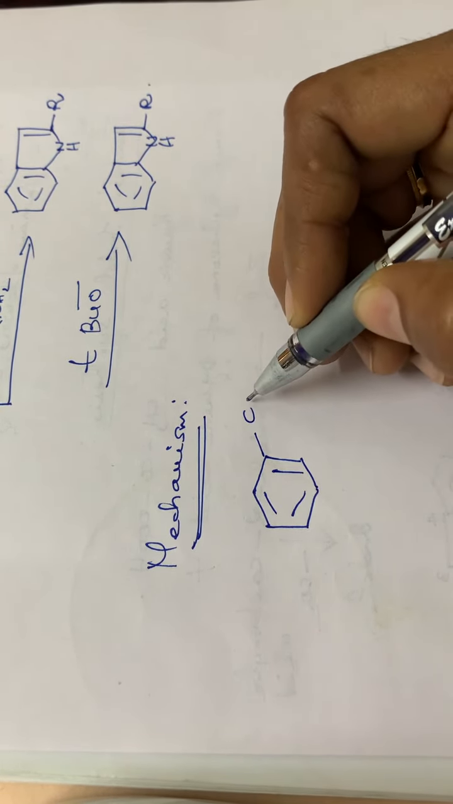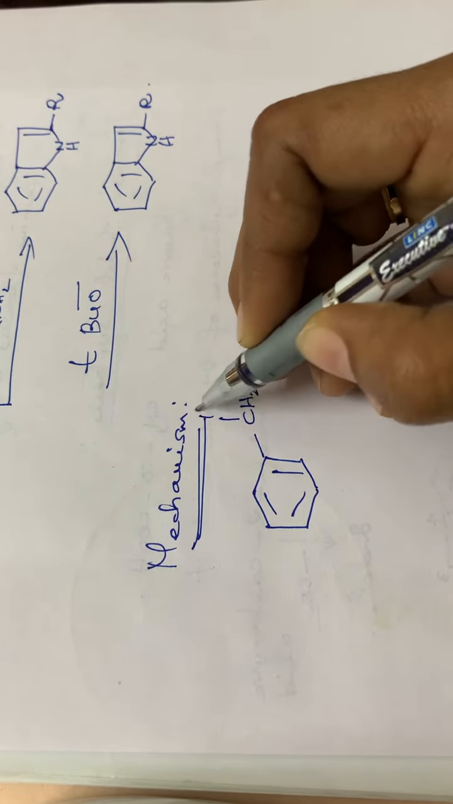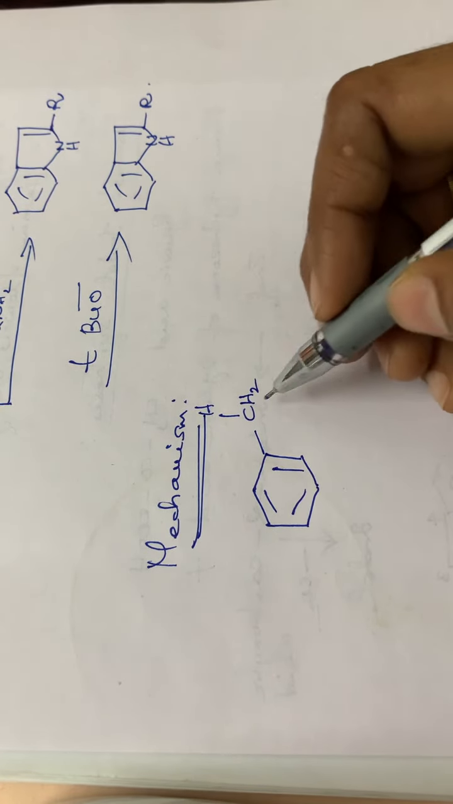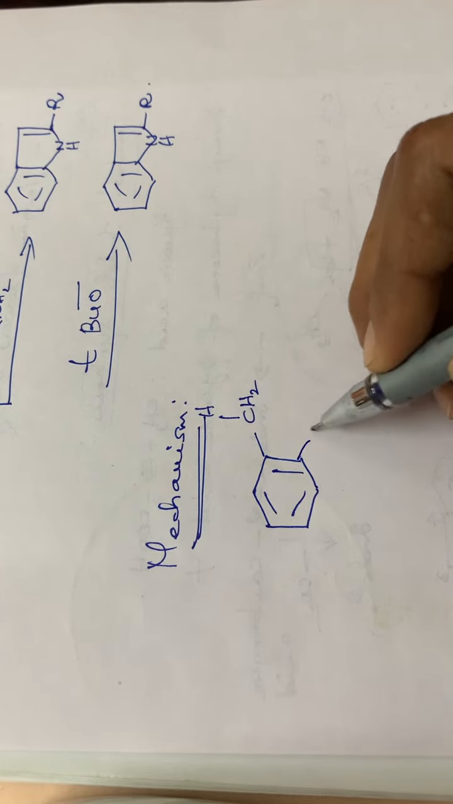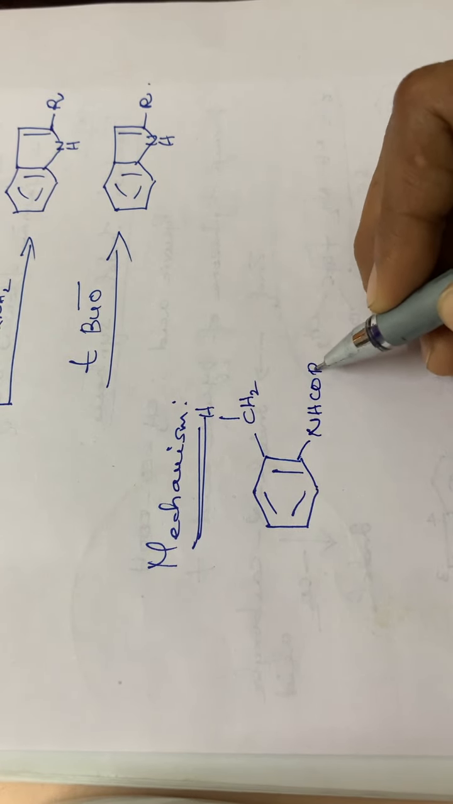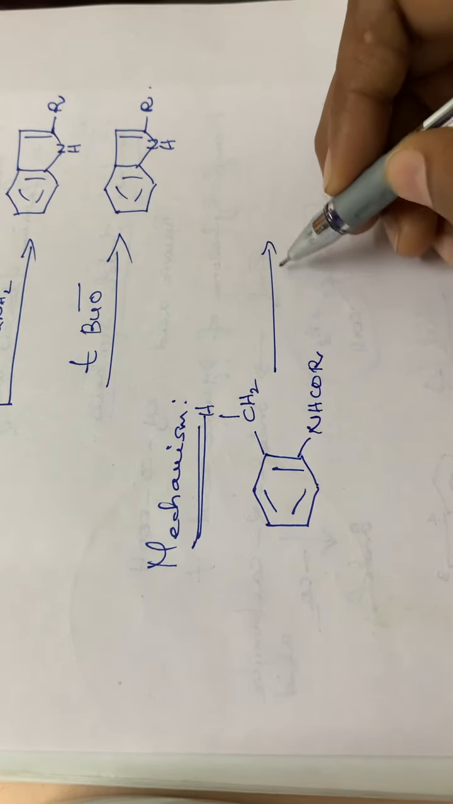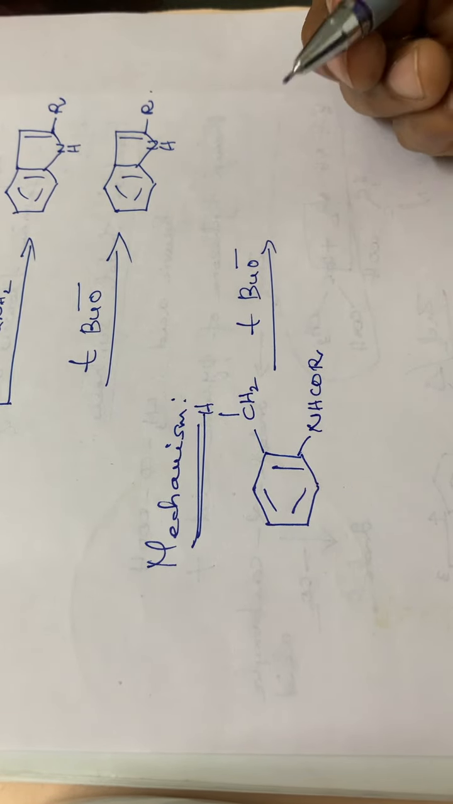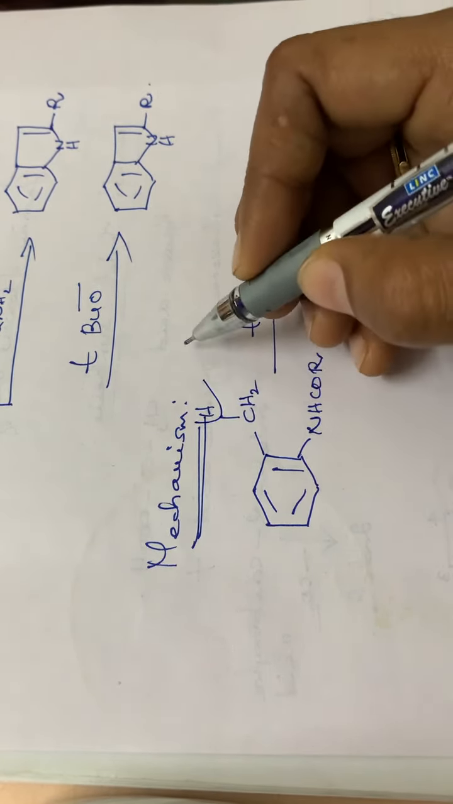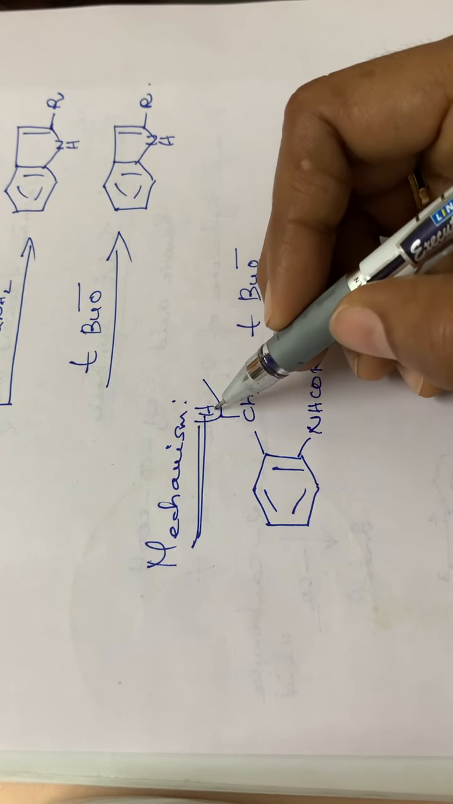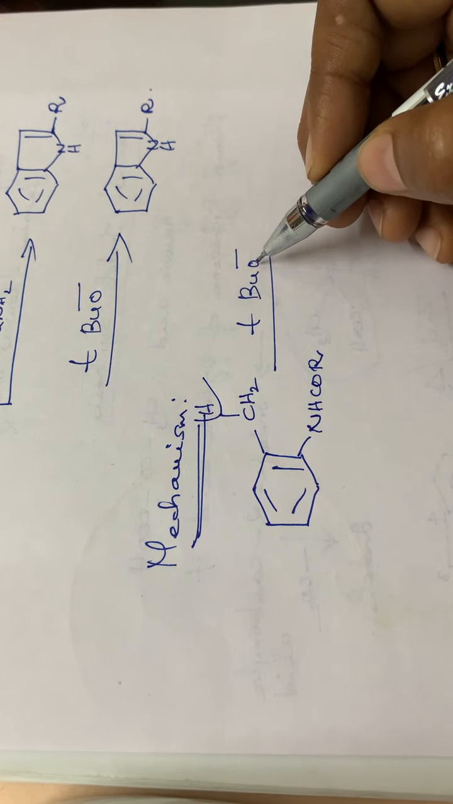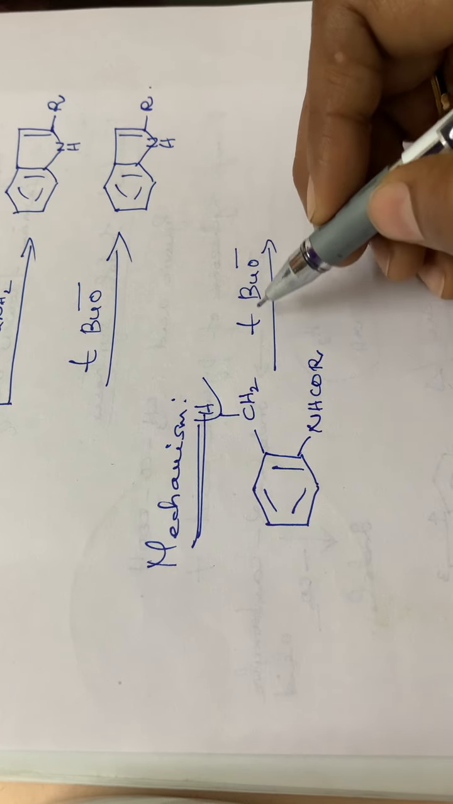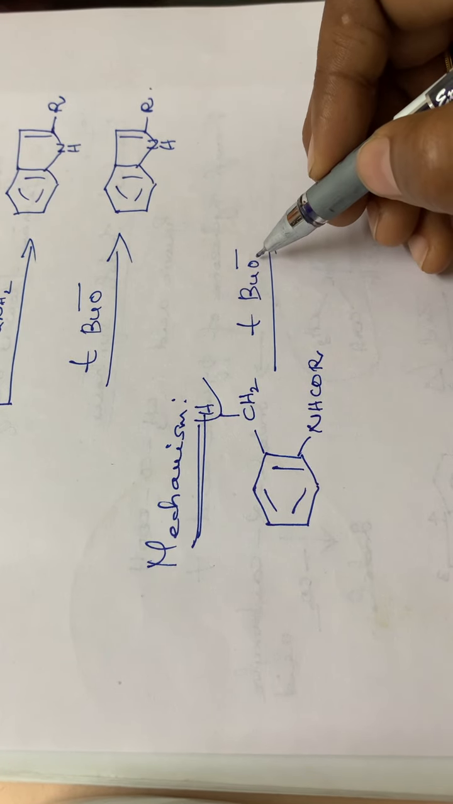The CH3 group, I am writing it as CH2H, splitting it and writing. Then NHCOR in the presence of tertiary butoxide, t-BuO-. So first of all this hydrogen will be removed as H+, and this H+ will be abstracted by this tertiary butoxide ion, so that it becomes t-BuOH.